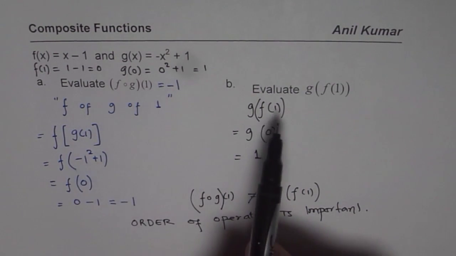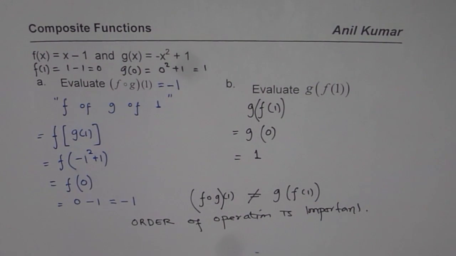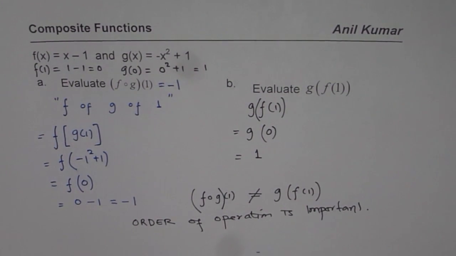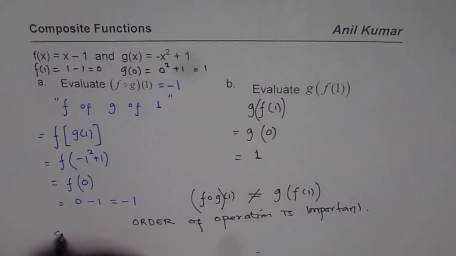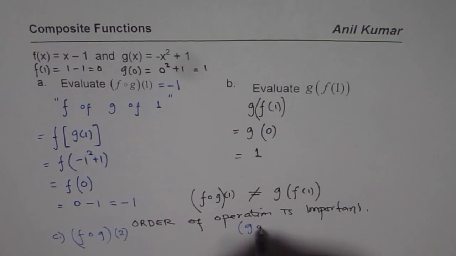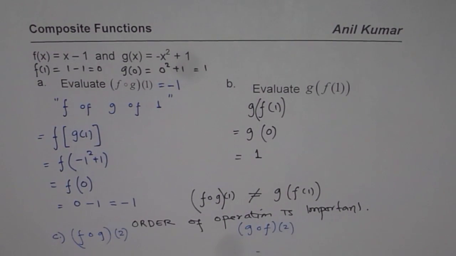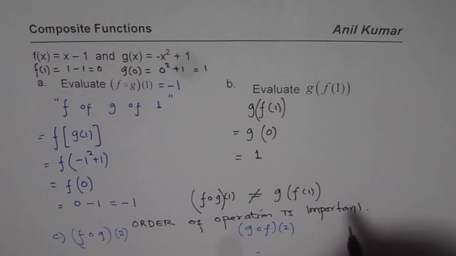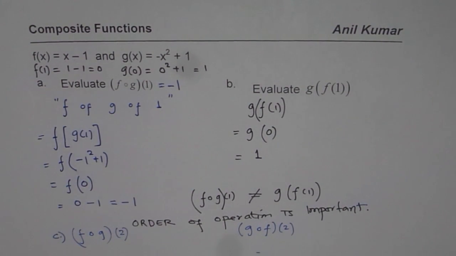Now I have solved this question in different ways. You can now practice, and for you I can write problem C as, let us say, f of g of another number, let's say 2, and also find what is g of f of 2. See if they are the same or different. At times they could be the same also. It all depends, but the order of operation is very important. We may get different terms. In the next video we will write a general expression for f of g and g of f. Thank you.